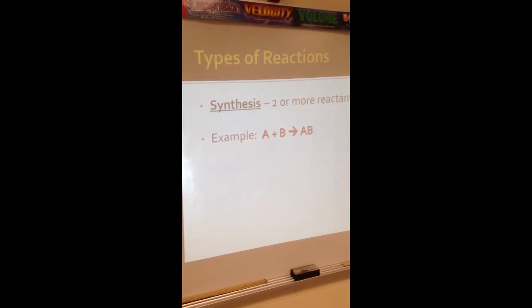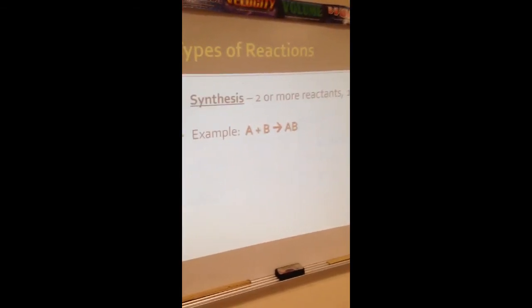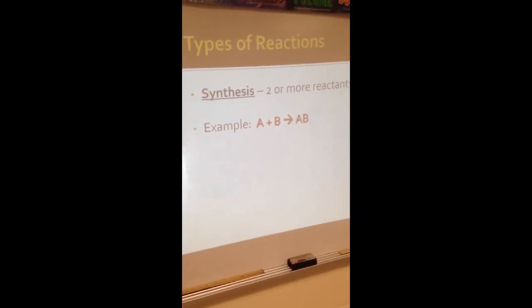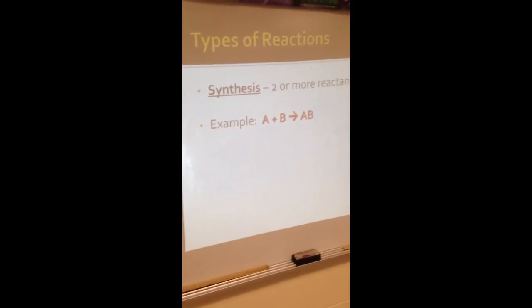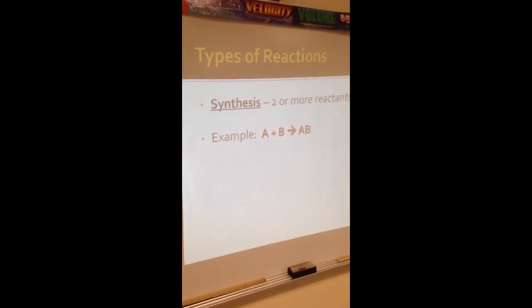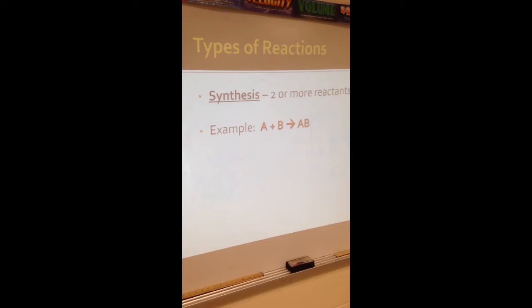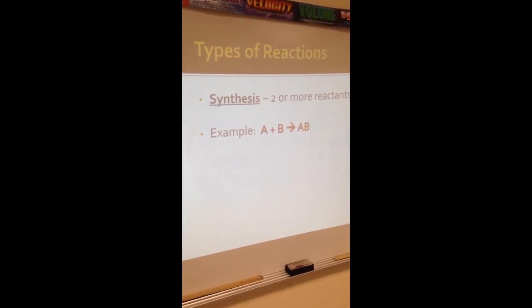All right, so we're doing the types of reactions. The first type of reaction is a synthesis reaction. Synthesis is when you have 2 or more reactants in one product. As you can see, A plus B equals AB. Typically, when you see the synthesis reaction, you will see multiple reactants and then one single product, which is going to be a combined compound of some sort. So that's a synthesis reaction.